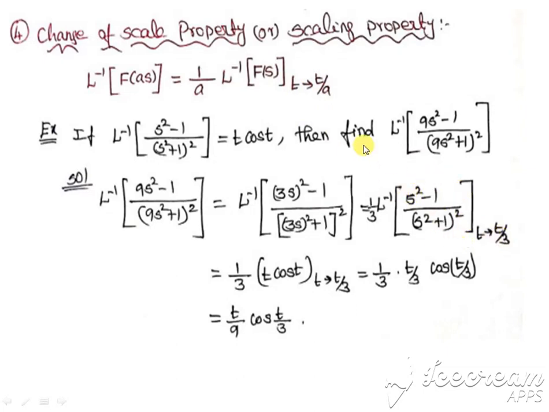So for this we already know the answer is given, t cos t. So in t cos t we need to replace t by t by 3. So the answer is t by 3 cos t by 3, multiply this by 1 by 3, giving t by 9 cos t by 3.